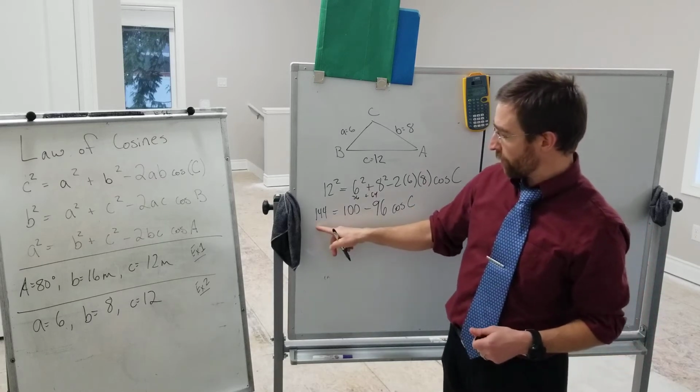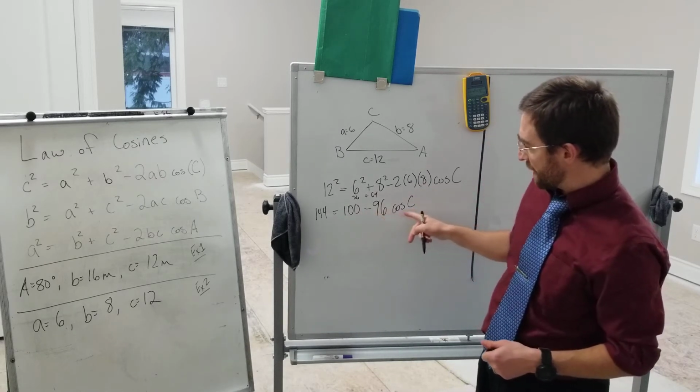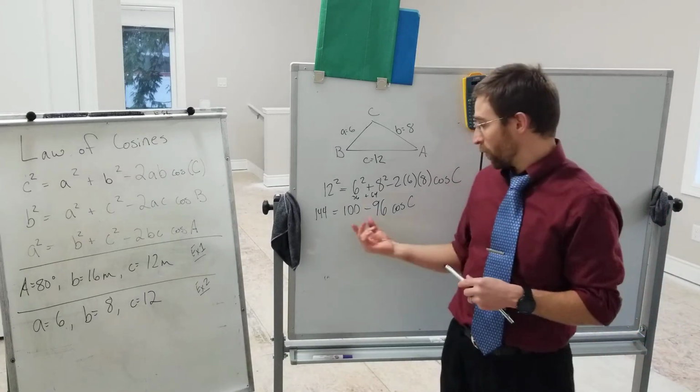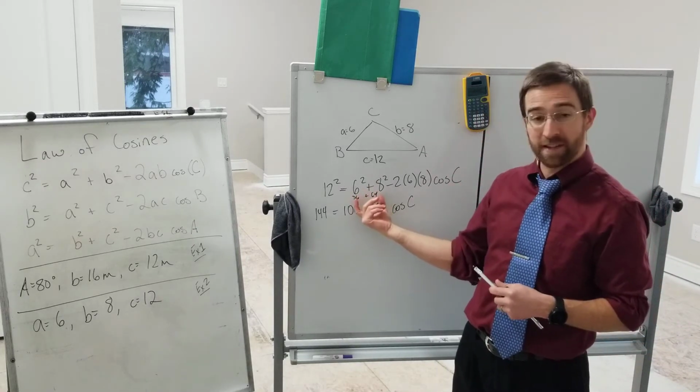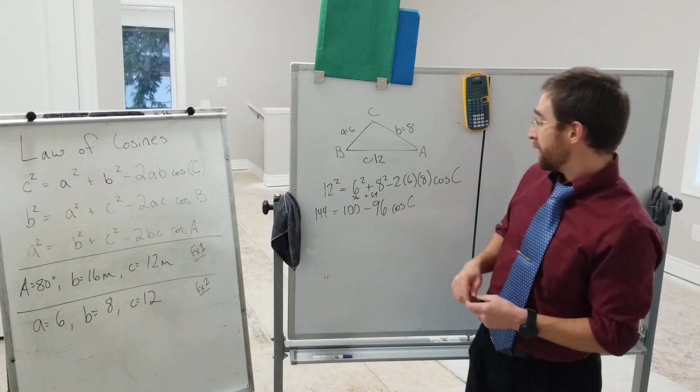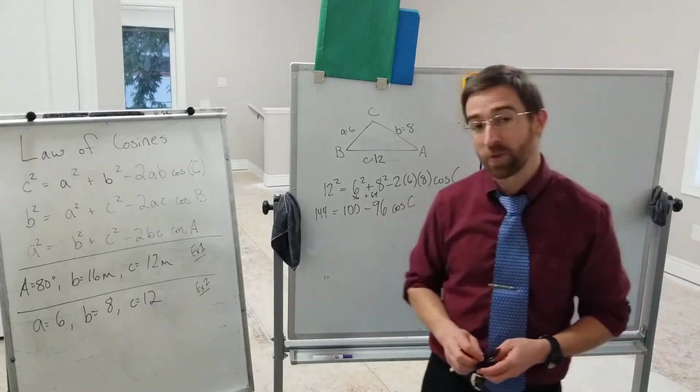So 144 equals 100 minus 96 cosine C. The 100 came from adding the 36 and the 64, 6 squared and 8 squared. The 96 came from 9 times 2 times 8.